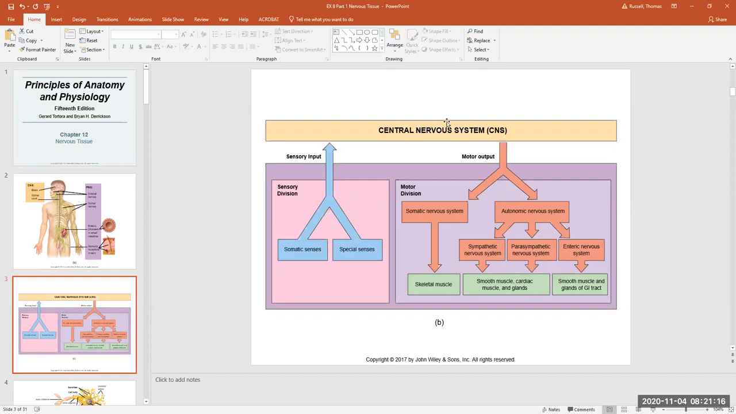So this is basically the two major divisions of the nervous system, brain and spinal cord for the CNS, and all of the nerves in the body are what is represented in this purple box. The nerves carry neurons that carry information either towards the central nervous system, in which case we would call it a sensory neuron, and that would be called the sensory input. And some neurons in that same nerve are carrying information in the opposite direction, away from the central nervous system. That would be called a motor neuron, and that is what we call the motor output from the central nervous system.